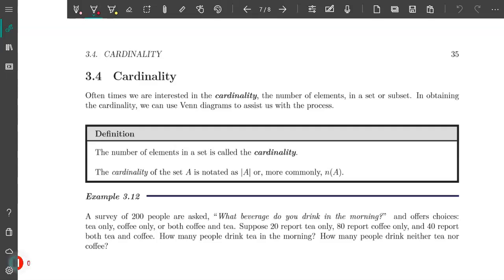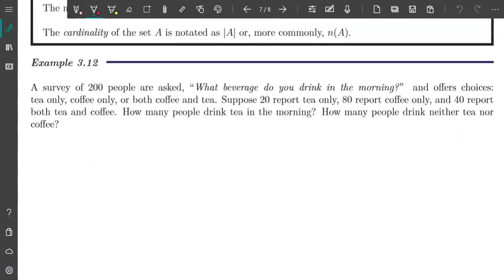properties. So we're going to use a Venn diagram to figure out this problem. I'll also show you how to use the formula. So we are going to use this notation here, the N of A, number in set A is what that stands for. We have a survey of 200 people.